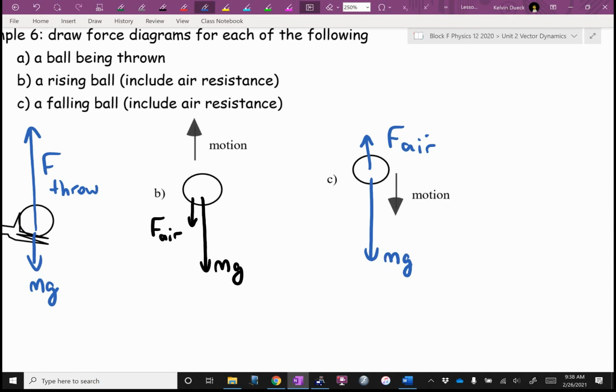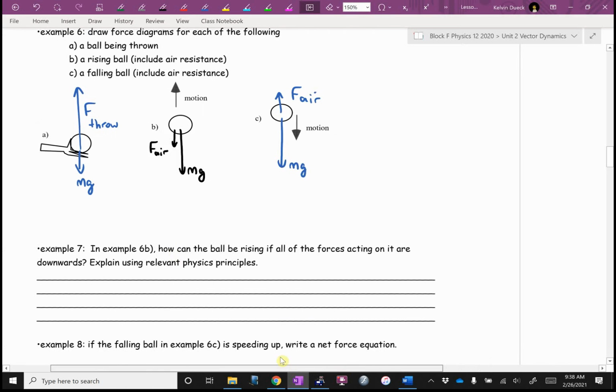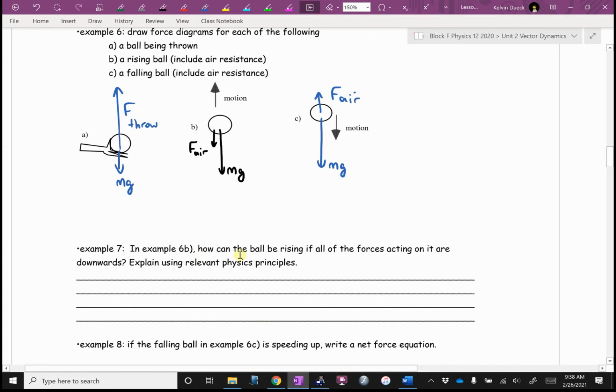Wait a minute. Situation B. What direction are the forces pointing? Both of them are pointing which way? Huh. How the heck is it possible in 6B for the ball to be going up if all the forces are pointing down? Have we screwed up? How can the ball be moving up when all the forces are down?